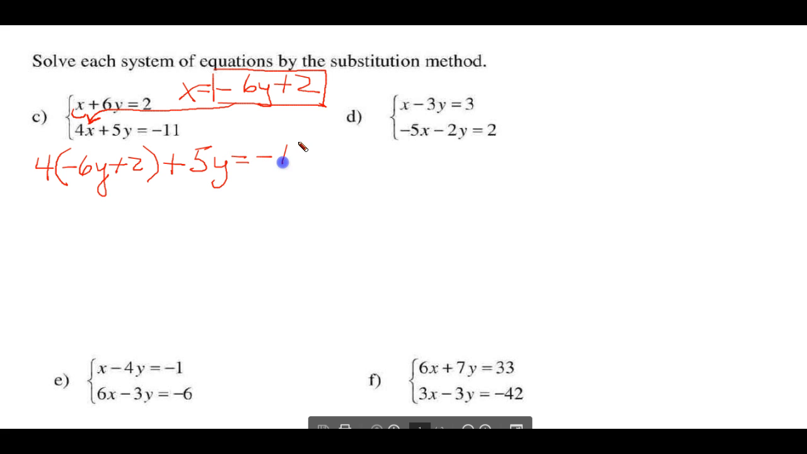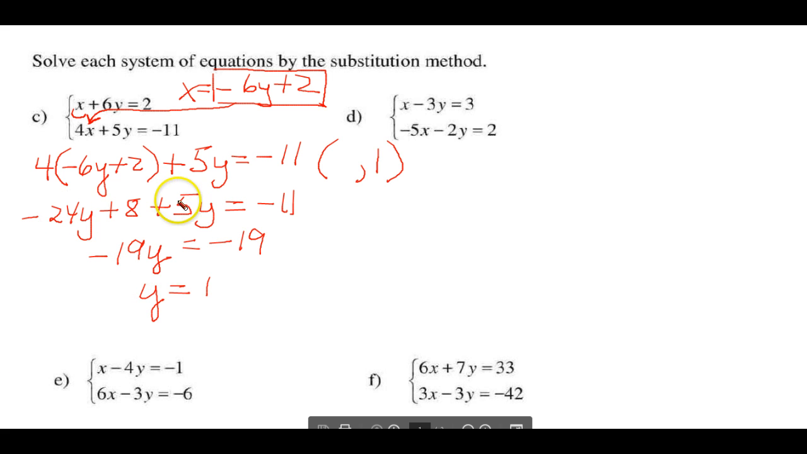equals a negative 11. So again, this concept of substitution, we define either our x or y equals something, and then take that value, put it into the other equation through substitution, and if it's a sum like this, we have to put it in parentheses. Now we clear parentheses, negative 24y plus 8 plus 5y equals a negative 11. We'll give you some time to finish that.